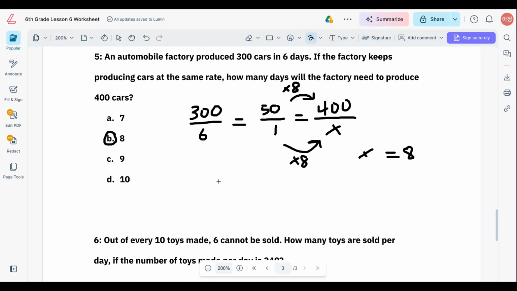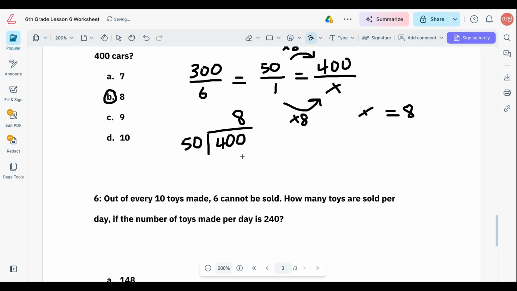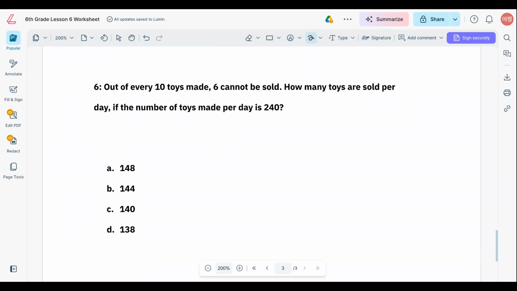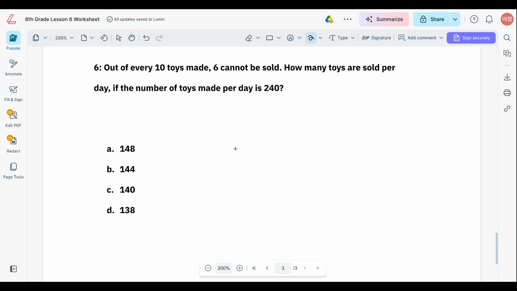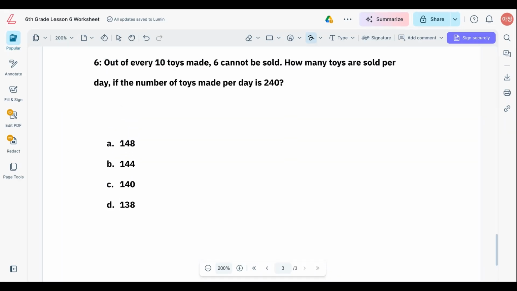And I'll just quickly show the work how I got 8, or how I got this part, which is multiplying by 8. It's just that, and then 50 and 0. Oh, well, it's just 8. Okay. All right. Okay, last question.